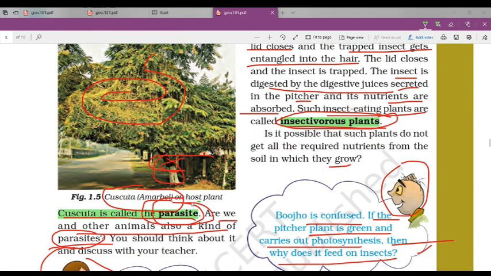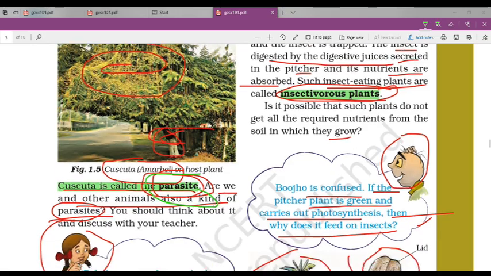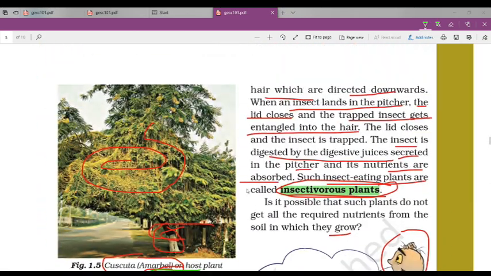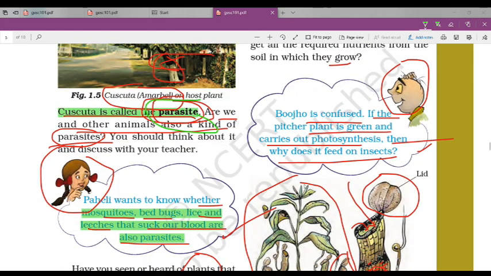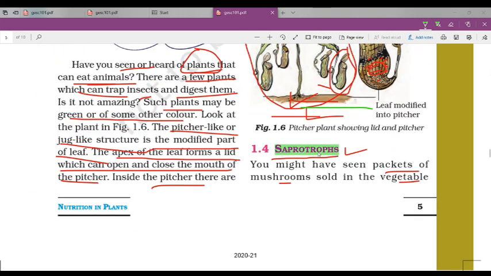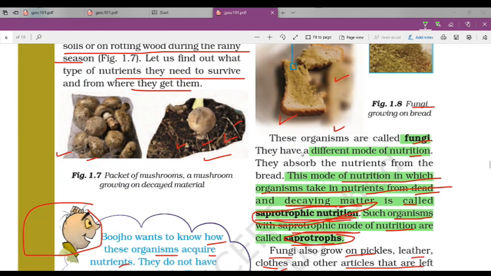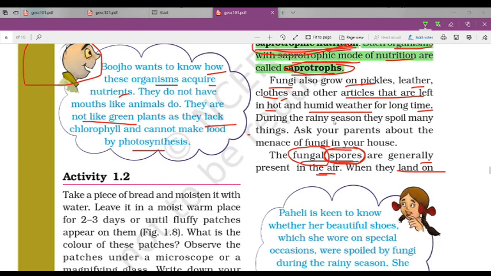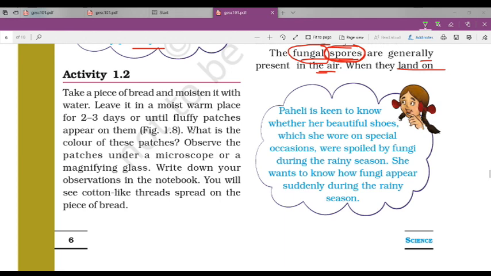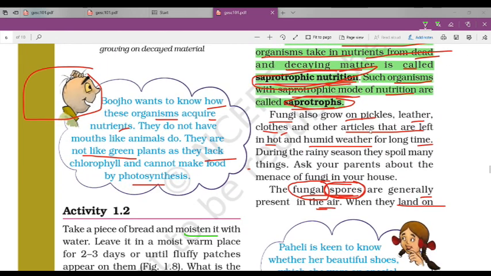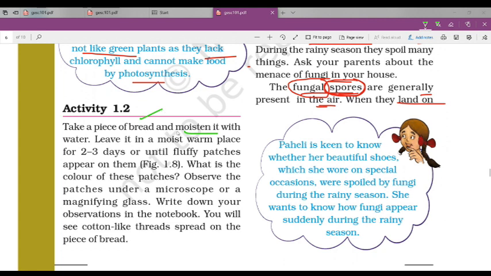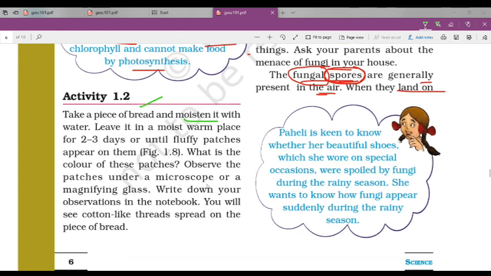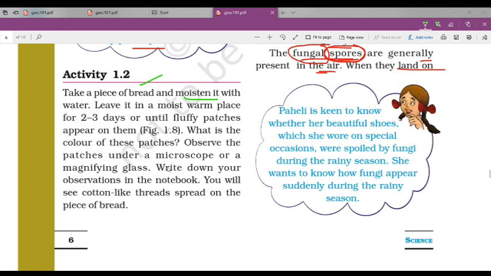Then we get to know about the parasite, and we have studied some insectivorous plants, the pitcher plant, then saprotrophs, a special group of organisms which grow on dead and decaying organisms, for example mushrooms and yeast. To see the yeast, you can do this activity by moistening a piece of bread and keeping it somewhere, and after some days you will observe a fluffy greenish structure and you can see it in a magnifying glass.